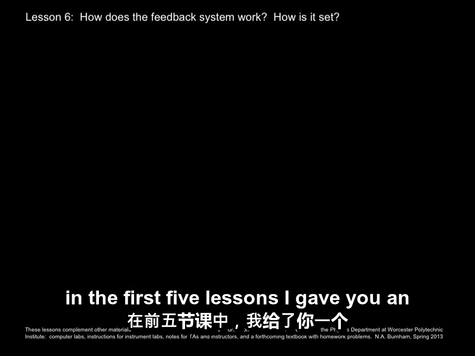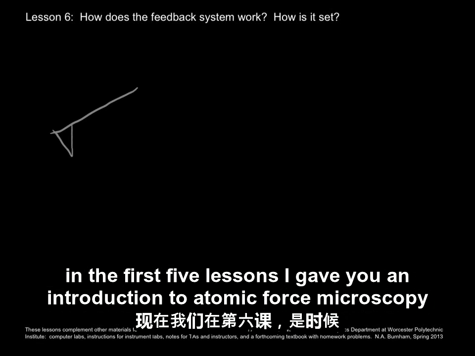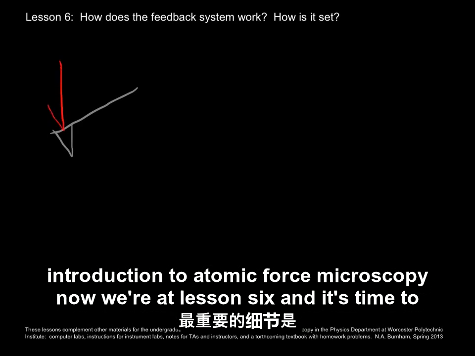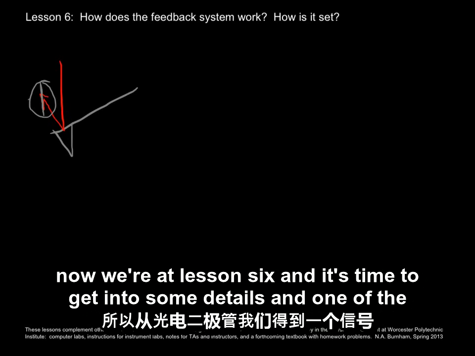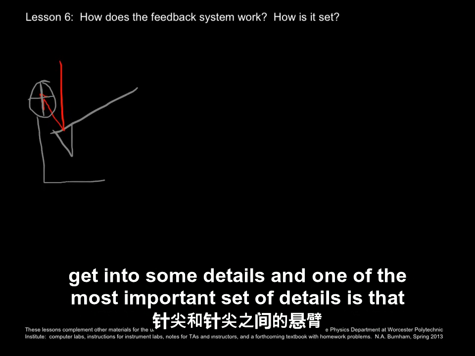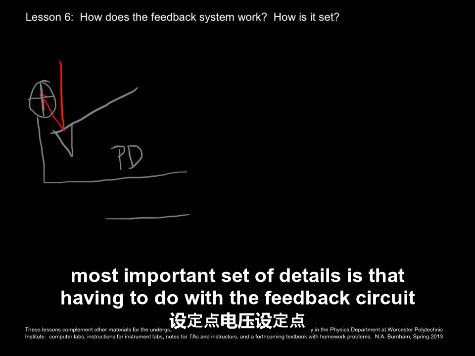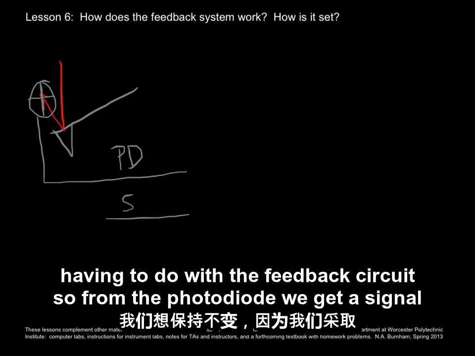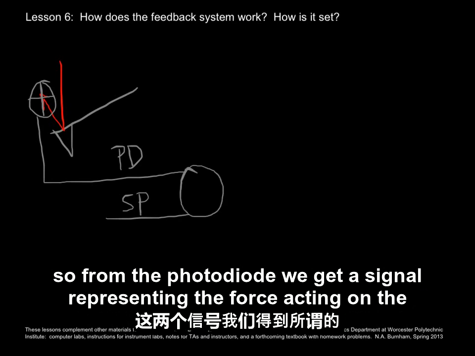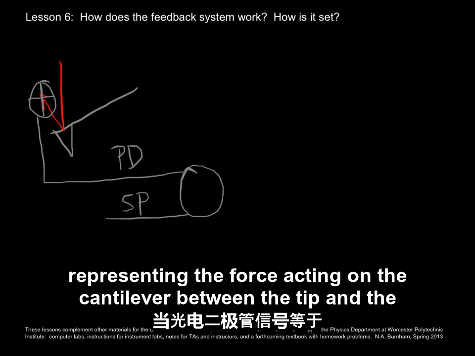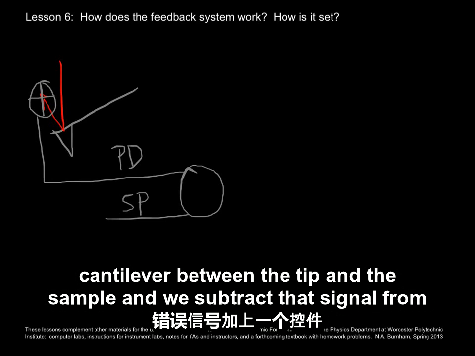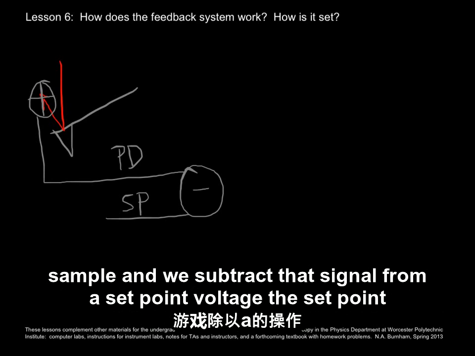In the first 5 lessons, I gave you an introduction to atomic force microscopy. Now we're at lesson 6, and it's time to get into some details. One of the most important set of details is that having to do with the feedback circuit. From the photodiode, we get a signal representing the force acting on the cantilever between the tip and the sample, and we subtract that signal from a set point voltage.